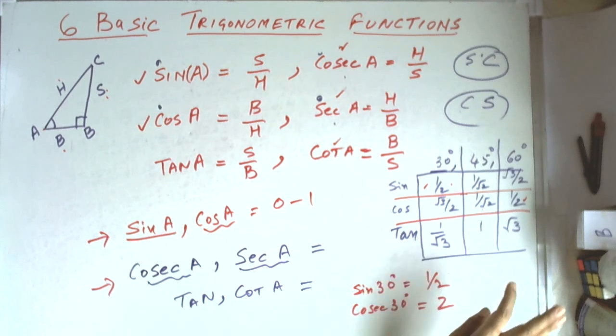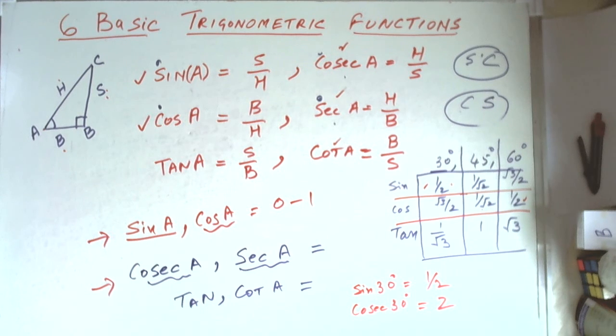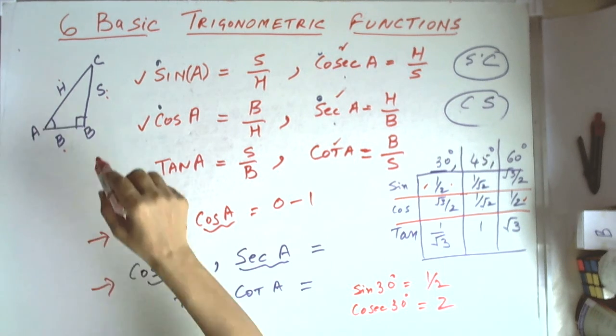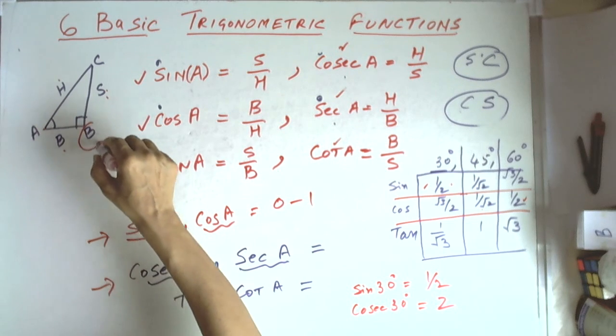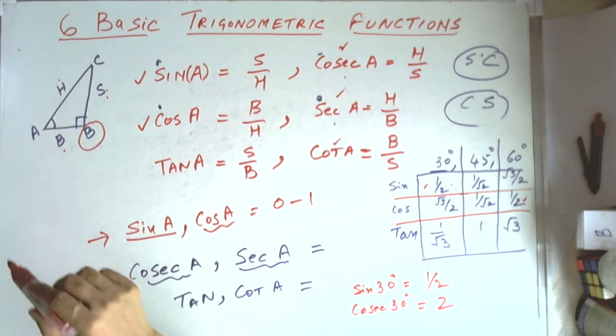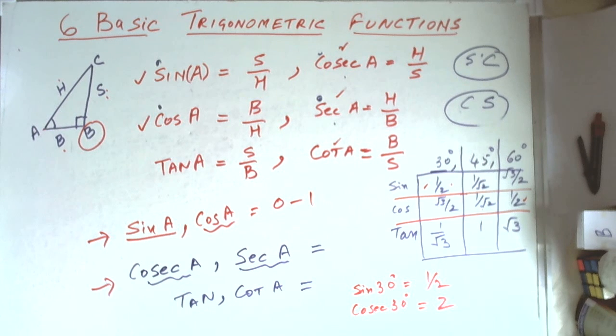The table must be remembered, and you must understand that these 6 basic trigonometric functions are nothing but the ratios of the lengths of sides of the right angle triangle. The important thing is that it has to be a right angle triangle. This ratio will not be valid if the triangle is not a right angle triangle. So it is very important to understand where the right angle is: here at point B. That has to be understood very clearly. Thank you.